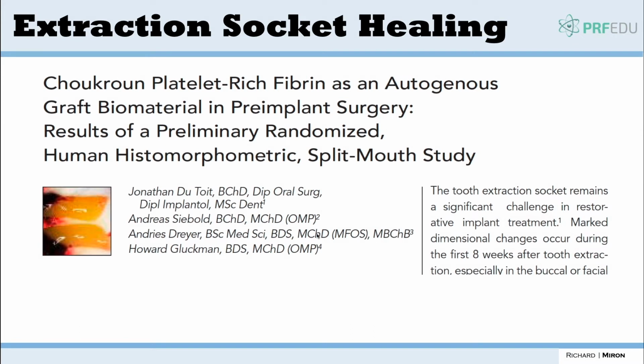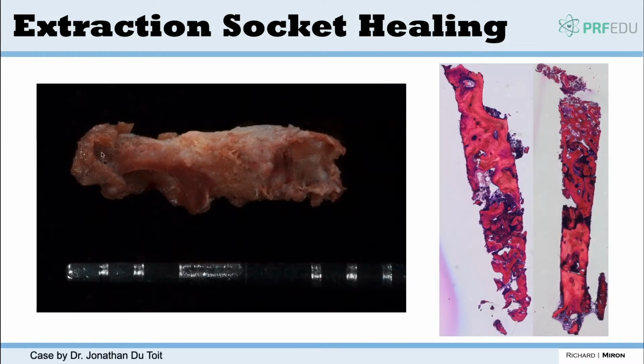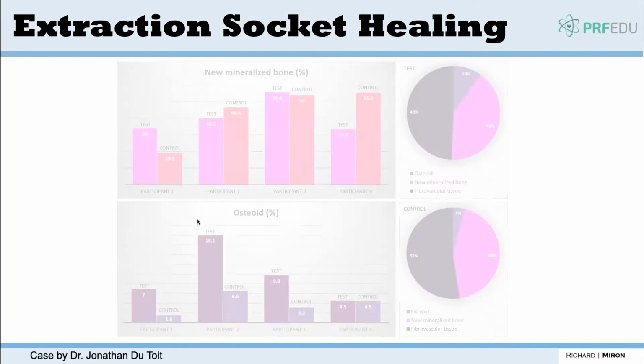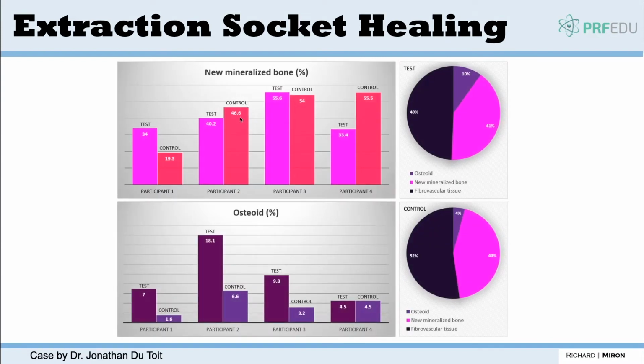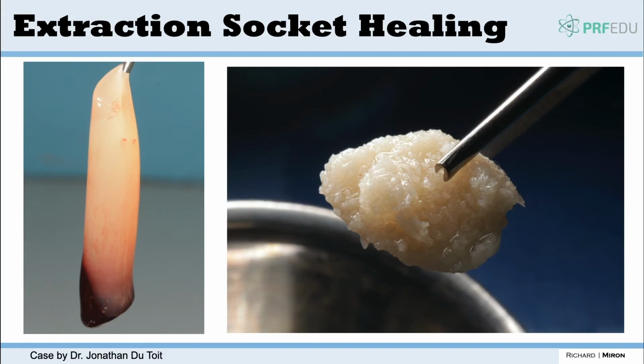But when they actually looked at the histomorphometric analysis in the split mouth study, there was no difference between the groups. So again, bone derived from PRF histologically did not differ from bone that healed without intervention. So the way that they did the study was that they actually isolated these bone cores and they compared the bone cores from natural healing, so test versus natural healing, and there was no difference in the histology that was observed. So that was one thing, like I said, sometimes you see a positive result with PRF when you use it alone, sometimes there's no difference.